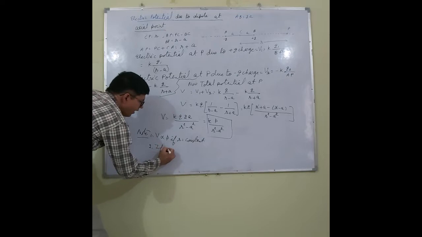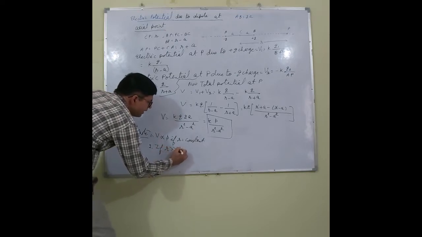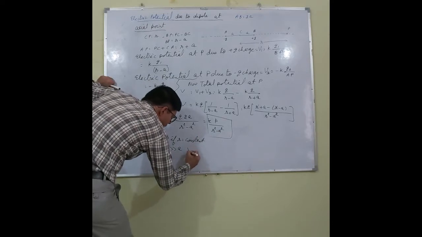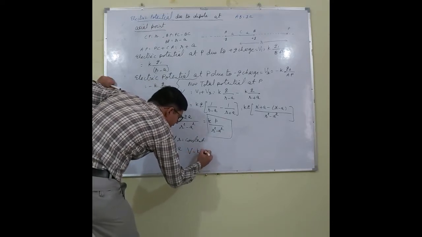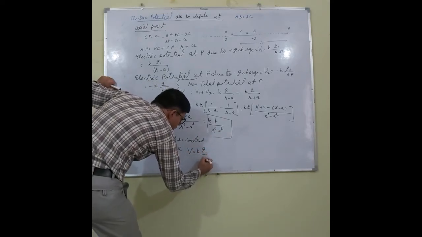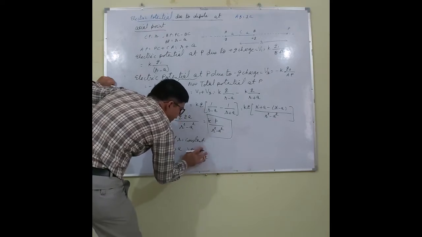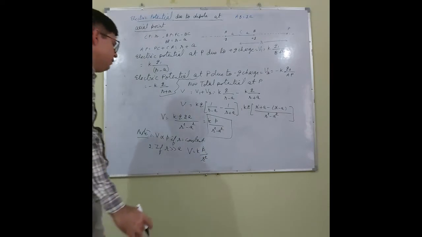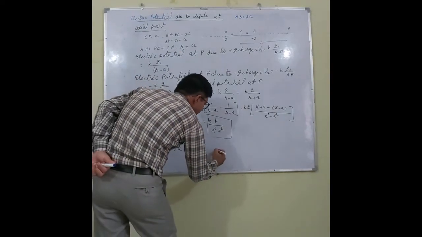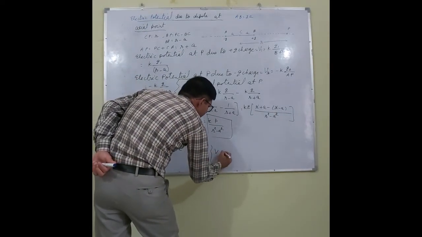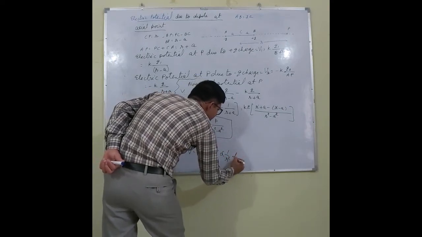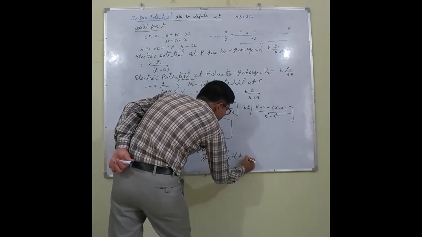if r is much greater than a, then I can neglect a. So what will be the electric potential? K q upon r square. It is K p upon r square. So I can say that V is inversely proportional to r square if p is constant.